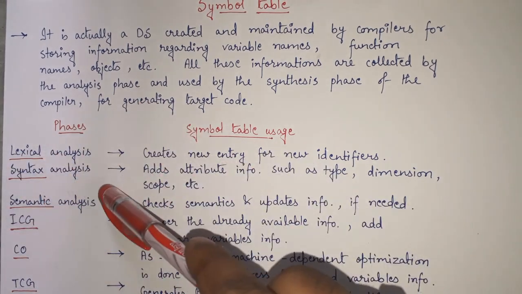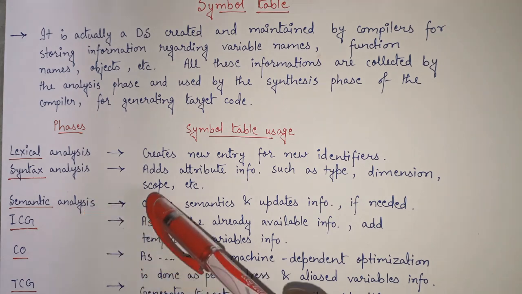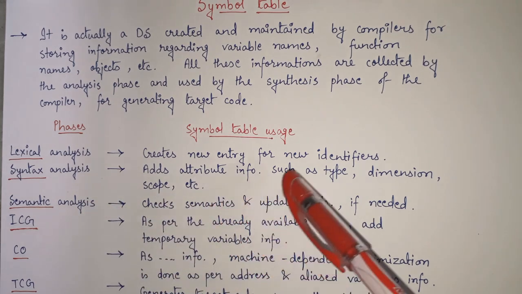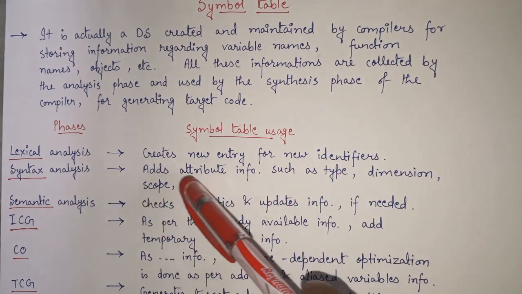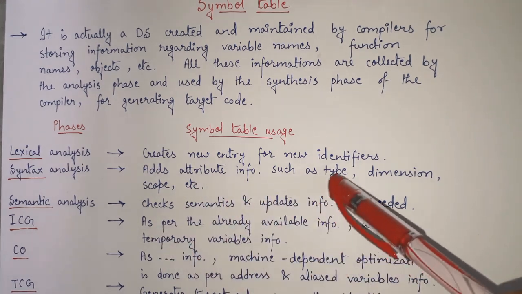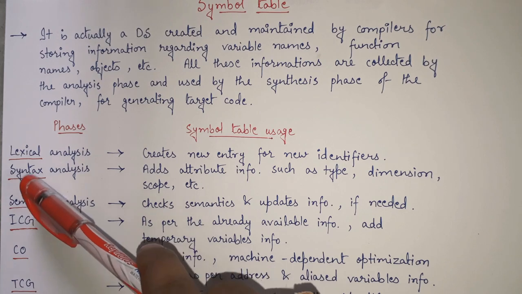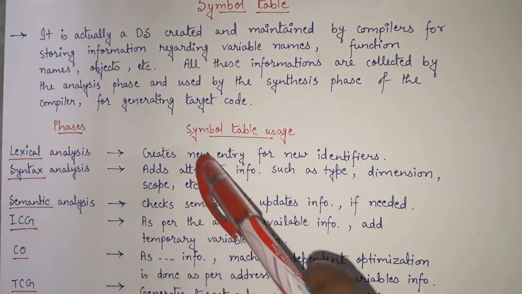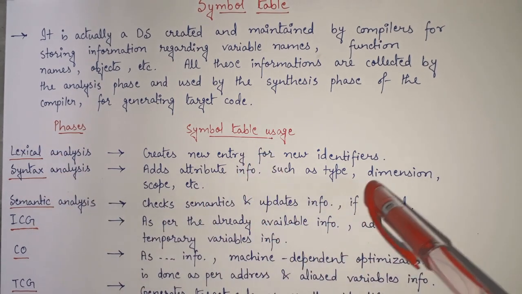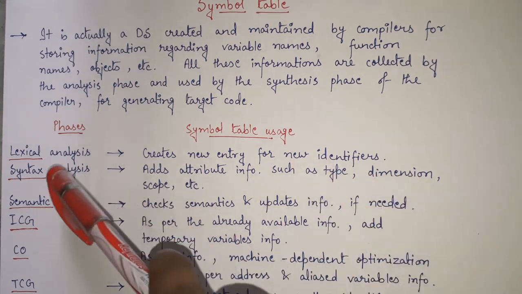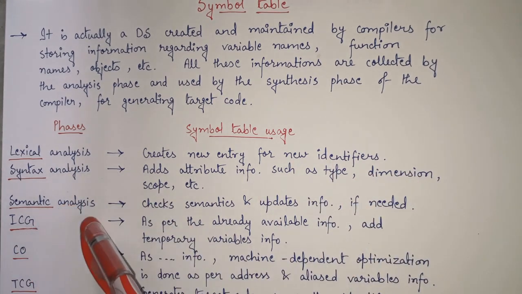Then syntax analysis. What will syntax analysis do? It will add attribute information such as type, dimension, scope, etc. Right? Different information like type, dimension, scope, etc. will be inserted by syntax analysis. First of all, lexical analysis will create the entry and this information in the entry will be inserted by syntax analysis. Then we are having semantic analysis.